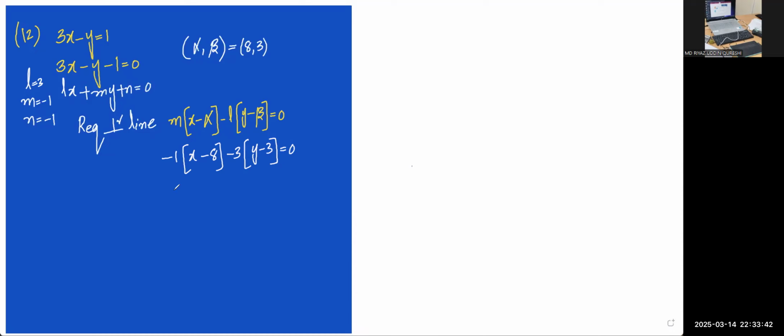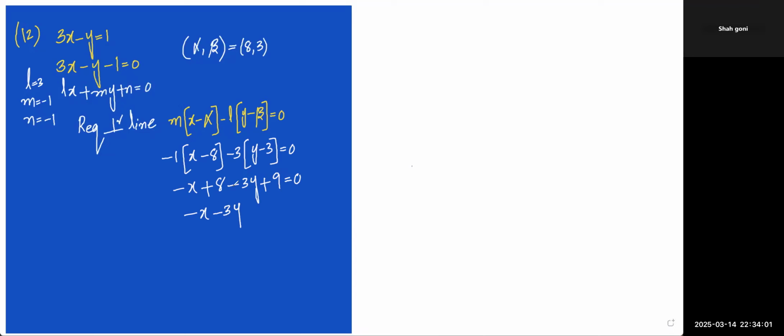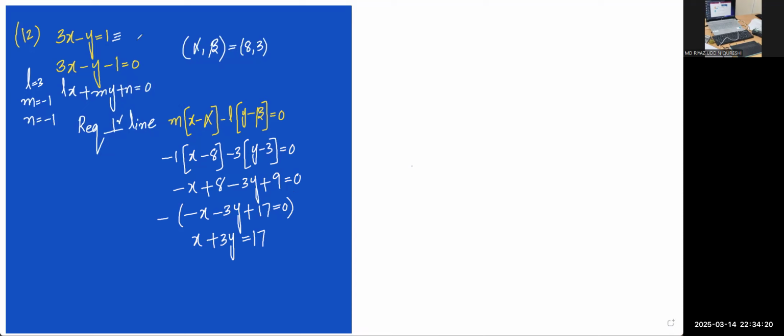So your required answer is minus x. If you multiply with minus, it's a plus 8 minus 3y, and here minus into minus is plus, this is 3 times 3 is 9, equal to 0. If you want to write in order, say x term first, then y term, then 8 plus 9 is 17 is equal to 0. Or one more possibility, if you multiply with minus sign, you get x plus 3y minus 17, if you bring that side, becomes plus 17. That's the answer.